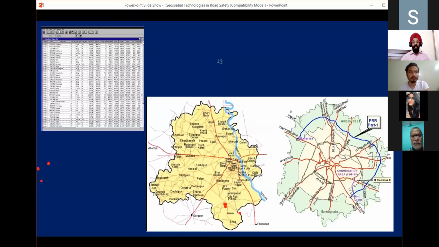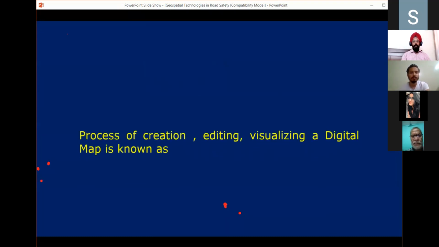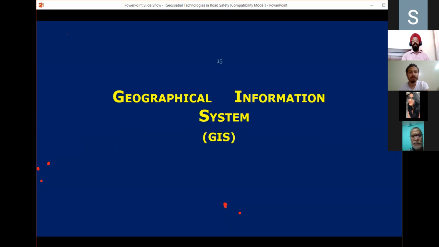When I'm talking about advanced technology, of course, there are a number of advanced technologies, but here I'm just talking about geospatial technology. And the first thing is map creation. You must be surprised that it's very difficult to analyze this; we really cannot easily interpret it. But as soon as I get this map, any person can easily understand this type of map. So the process of creation, editing, and visualizing a digital map is known as GIS. This is the beauty of GIS.